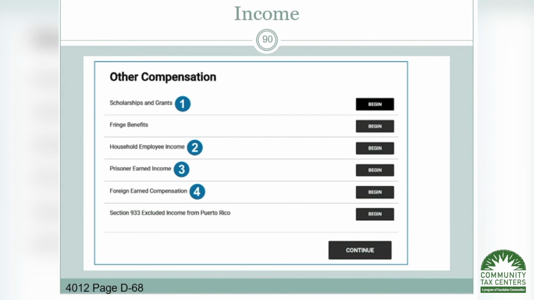The household employee incomes, out of scope for us. Prisoner earned income, out of scope for us. And foreign earned income compensation.